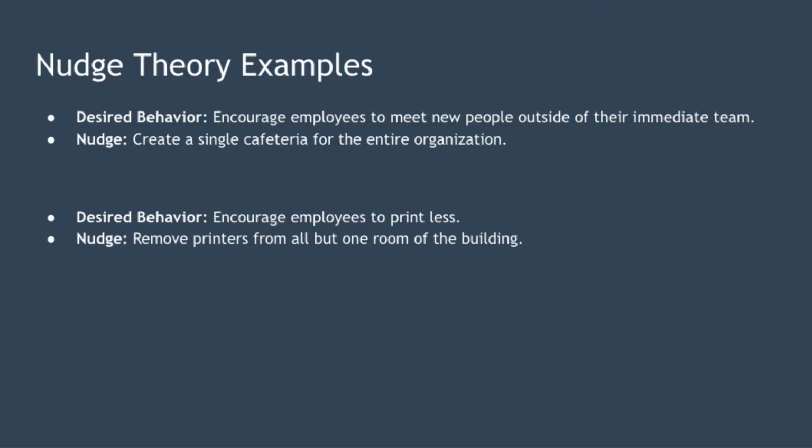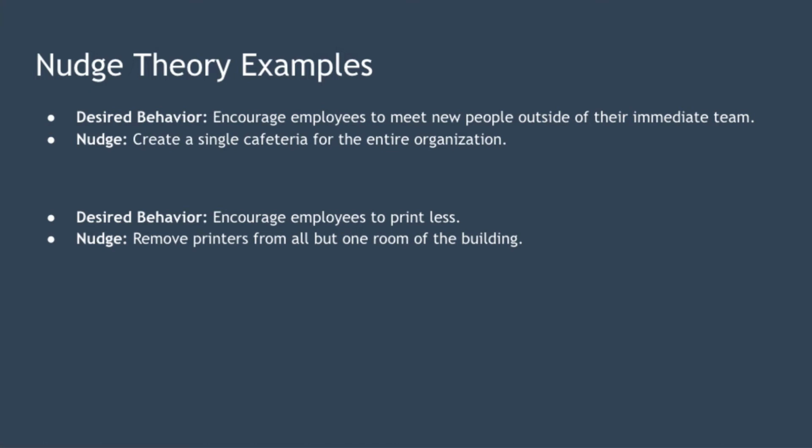So firstly, the desired behavior that we want is to encourage employees to meet new people outside of their immediate team. And a possible nudge to do that is to create a single cafeteria for the entire organization with long tables to encourage people from different departments to sit together and strike up conversations.